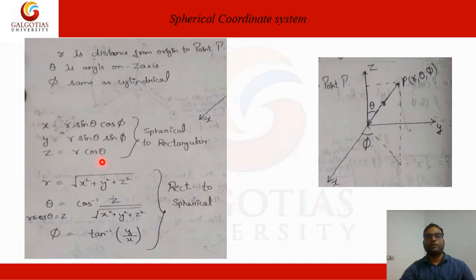And if we want to convert rectangular to spherical, then r is equal to the square root of x square plus y square plus z square. Theta is cos inverse of z. Always remember, this is not simple cos, it is cos inverse, cos minus 1 of z upon the square root of x square plus y square plus z square, or you can say z upon r, because r is the square root of x square plus y square plus z square. And phi is the same as in the cylindrical, tan inverse y upon x.